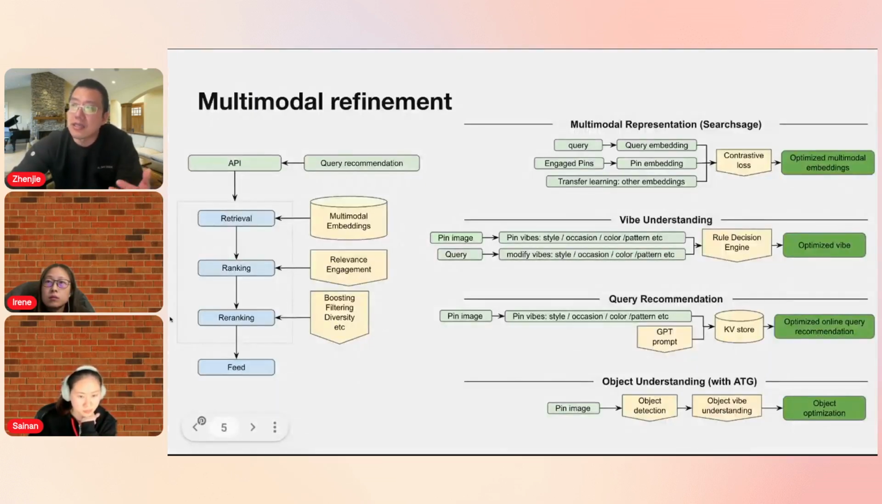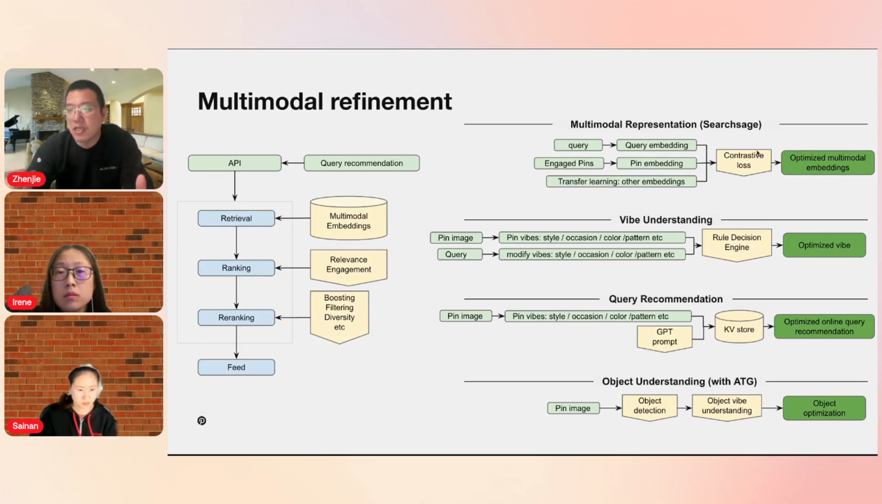And this is the system at a high level, how we do this. The system is still a search system that includes the query recommendation, multimodal retrieval, ranking, and re-ranking. And there are 4 key elements that make it work, for which Sana and Irene will go into more details. But briefly, we have multimodal representation that produces embeddings for image and text and puts them in the same space so that we can easily operate on them.